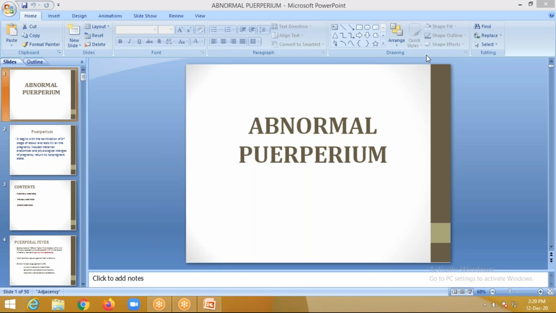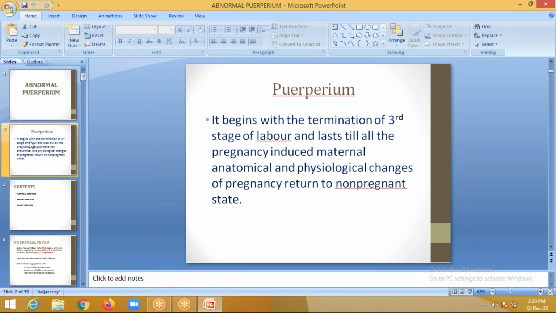Today's topic is abnormal puerperium. To say something is abnormal, you should first know what is normal. Before that, you should know what the puerperal period is. It begins with the termination of the third stage of labor and lasts till all the pregnancy-induced maternal anatomical and physiological changes of pregnancy return to the non-pregnant state. So this is the reverse process of pregnancy.